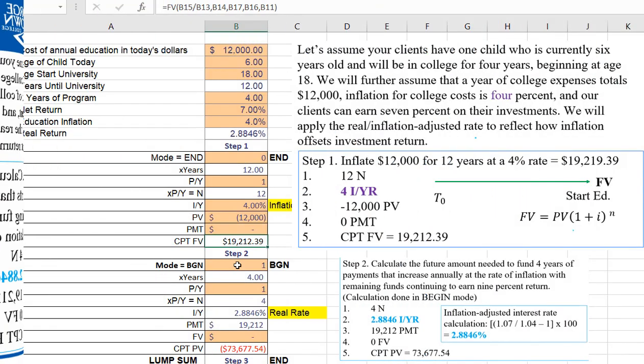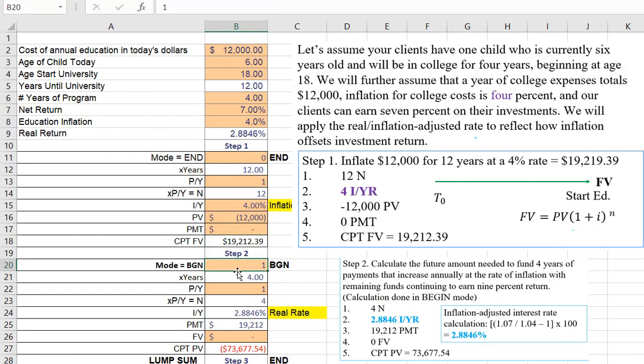Okay. So here I'm in Excel for step number 2. The important thing to recall is that we're in the beginning mode. The number of years, it's 4 years of education, so it's 4n. Periods per year is 1. So therefore n times periods per year, 4 times 1 is 4. Our IY here, again, we're using the inflation adjusted real rate, so it's 2.8846. Where's that coming from? It's coming from here, 1 plus 7% divided by 1 plus 4% minus 1 times 100. Okay, very clear. And then our payment is $19,212, and we calculate the present value.